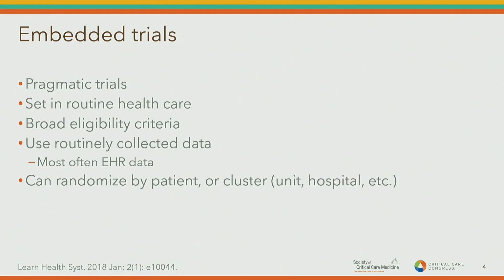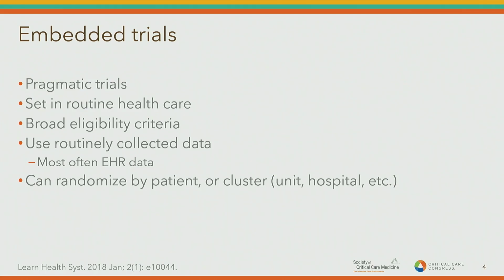So shifting just a minute from real-world data and real-world evidence to this idea of an embedded trial, and these are intrinsically pragmatic trials, right? So when you look at that PRECIS-2 diagram of a trial and its pragmatic features, an embedded trial is intrinsically pragmatic. It should be set in routine healthcare delivery. Most of them will have very broad eligibility criteria and use routinely collected data, most often from the electronic health record, in order to minimize the additional burden and infrastructure requirements of conducting the trial.